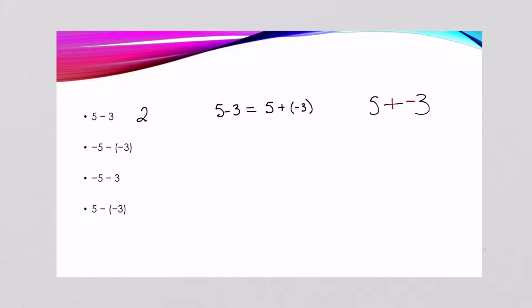Negative 5 minus negative 3. Now, according to what I just told you, every single subtraction problem can be changed into an addition problem by changing the sign of the subtraction to plus, but you have to change the sign of the number immediately following. So now this problem has turned into negative 5 plus 3, which is negative 2.